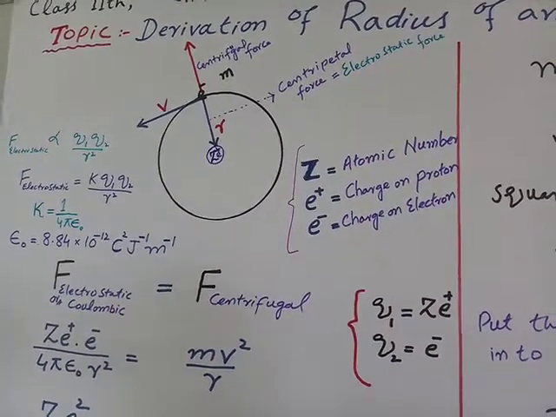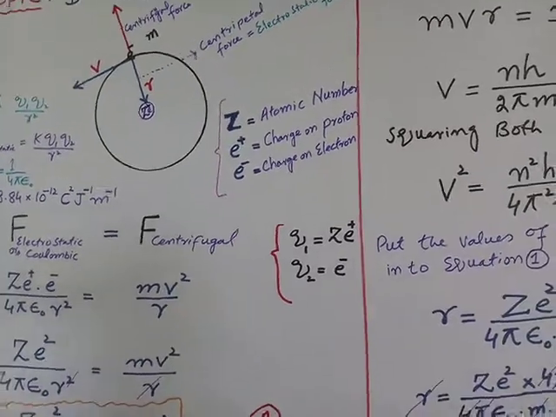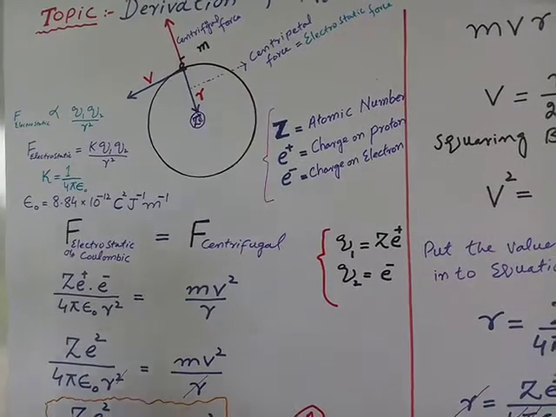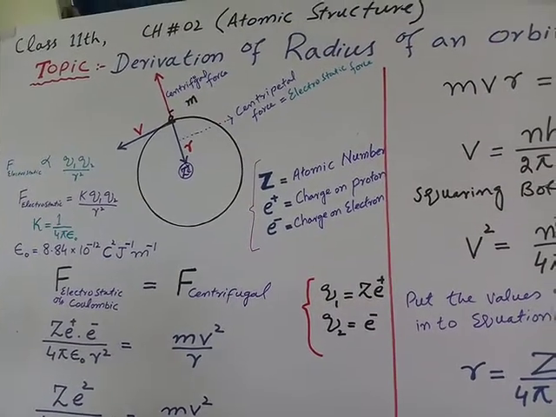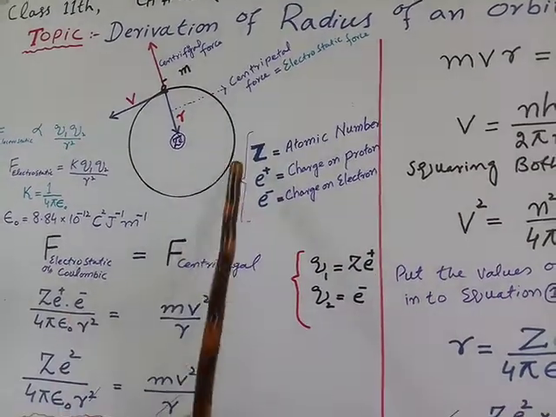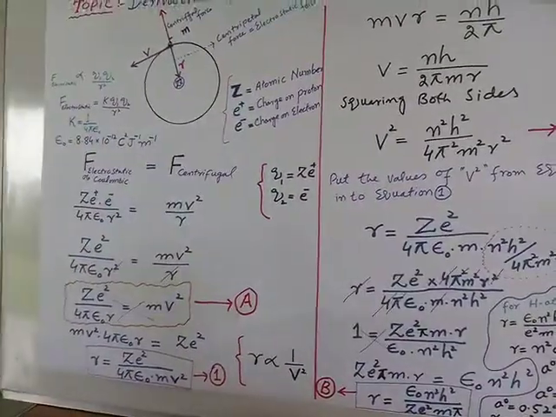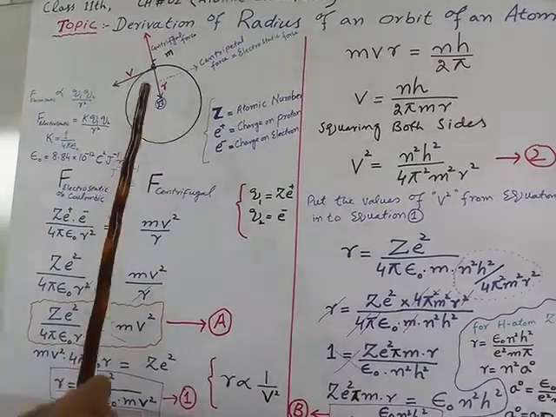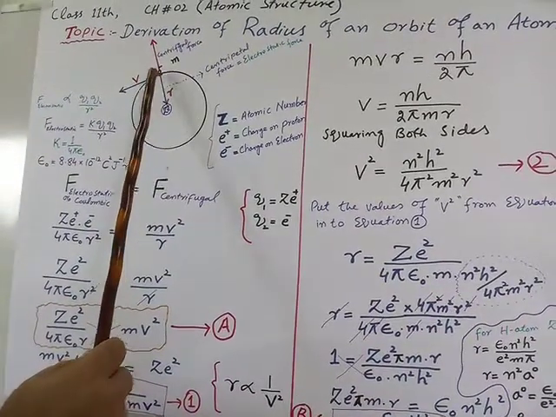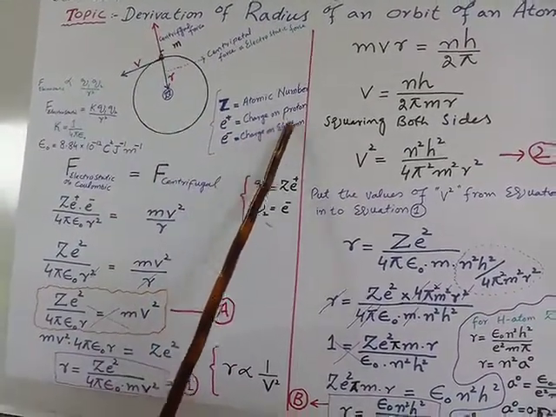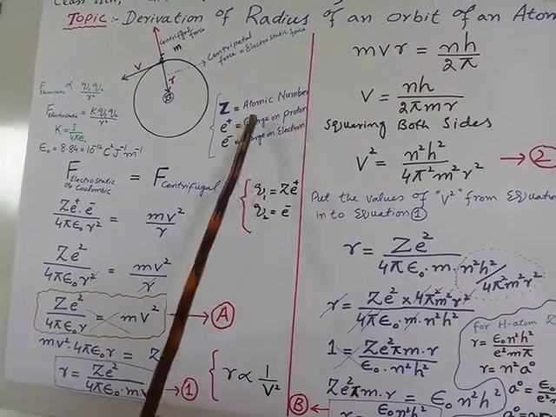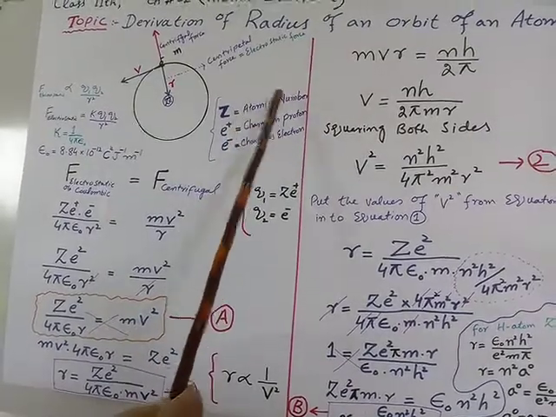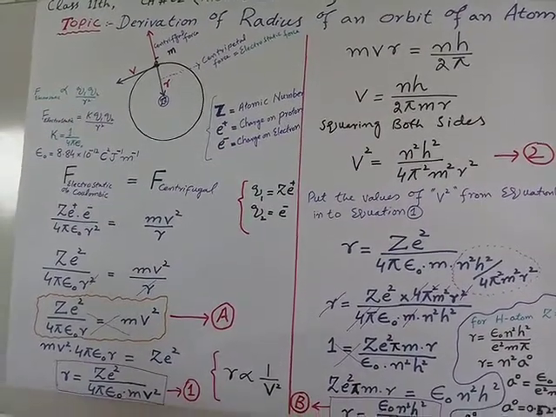For example, in helium the atomic number will be 2, in hydrogen it is 1, in lithium it will be 3, and in beryllium the atomic number will be 4. So you have to put the values of those Z. Z represents atomic number, which changes from atom to atom. While E minus represents the charge on electron. So E minus is the charge on electron, E plus is the charge on proton, while Z is the atomic number. Atomic number represents the number of protons.